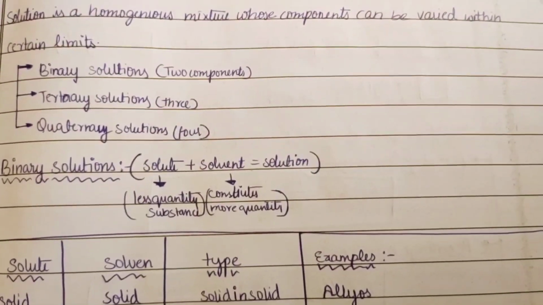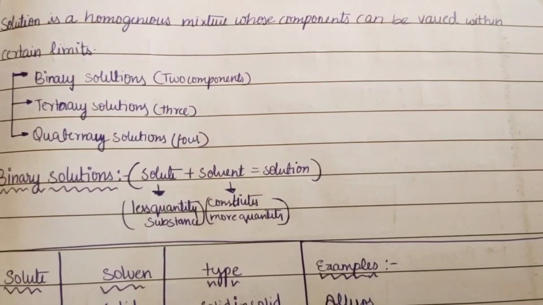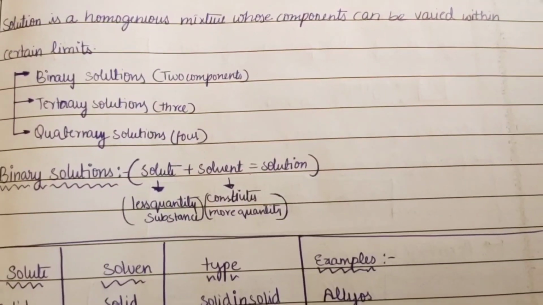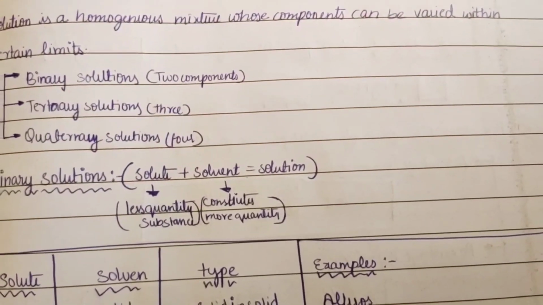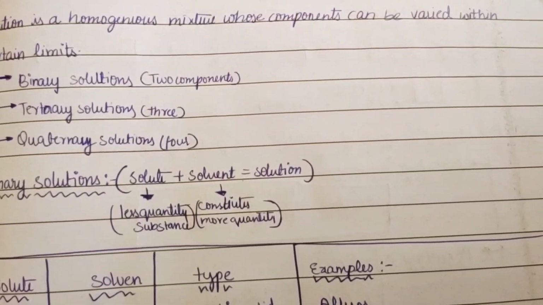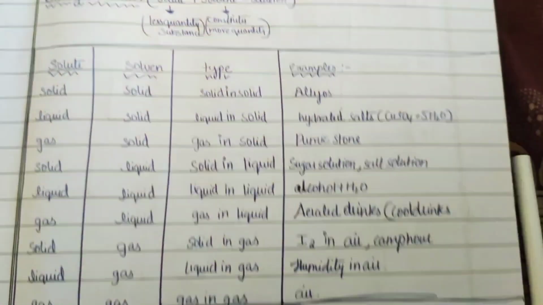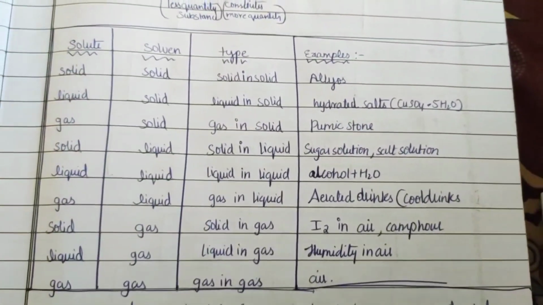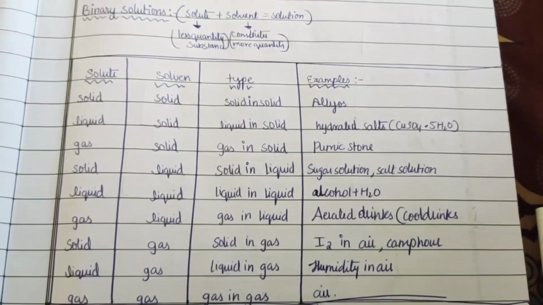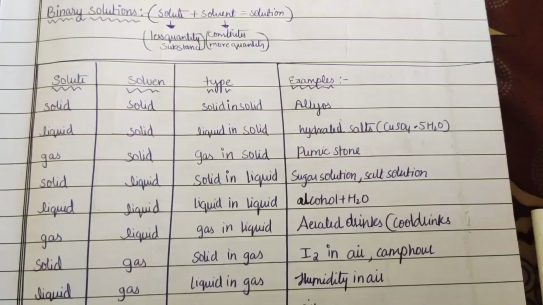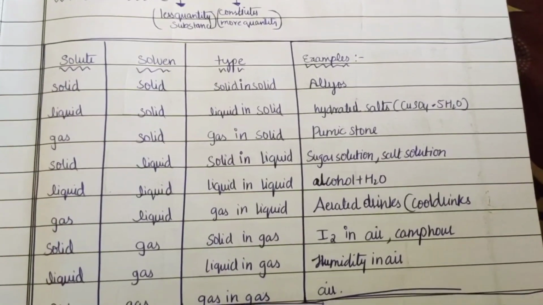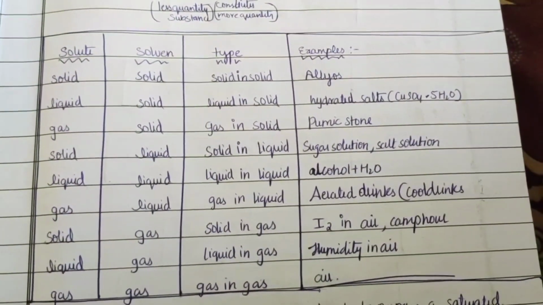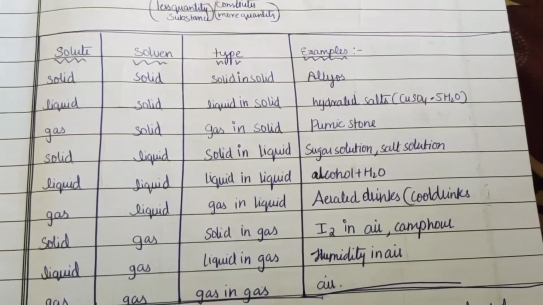In a binary solution there are two components, namely solute and solvent, which form the solution. Solute is the one with less quantity, and solvent has more quantity. Now let us discuss the solute and solvent, the types of solution, and examples. First, the solid type is solid in solid, which forms alloys. Liquid in solid forms hydrated salts.